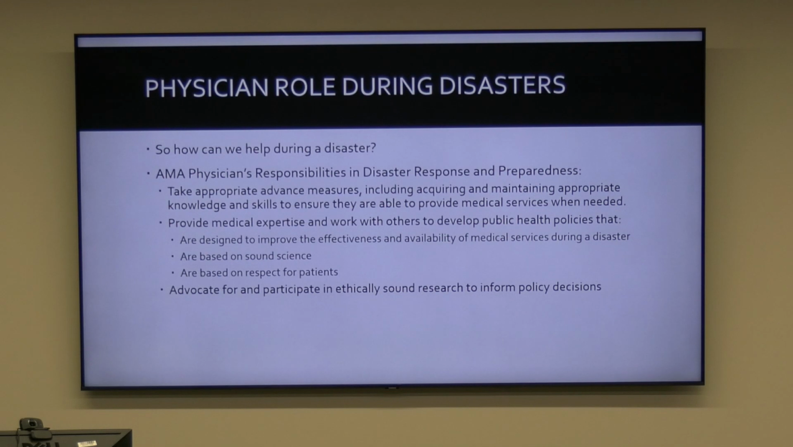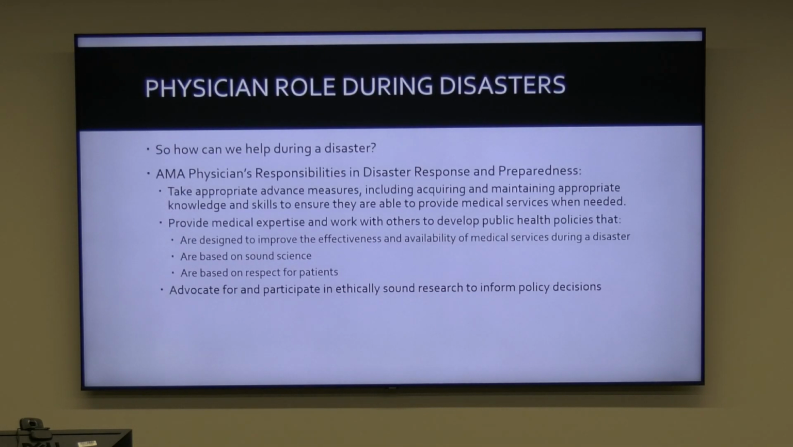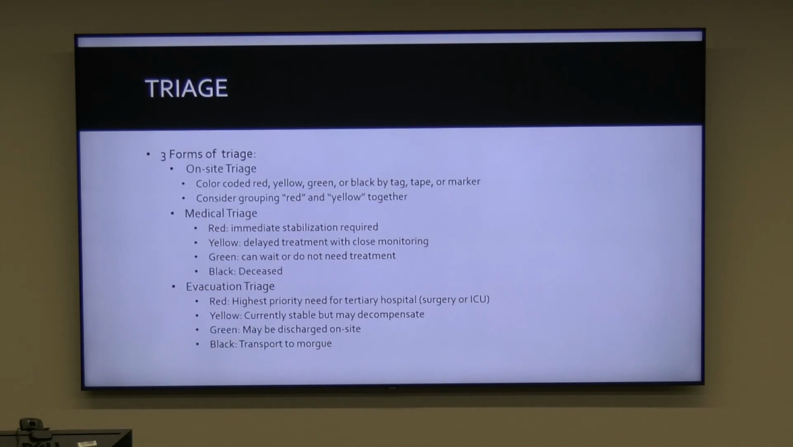But for us as physicians sitting here, if we think about our role in a disaster situation, for example, if a hurricane hits Cape Fear Valley Hospital, what do we do? Who do we respond to? Those are all questions that seem a little bit unanswered for us. So the biggest thing that I can say is that the most helpful role that we will probably play in a disaster operation is triaging. There are 3 forms of triaging: on-site triaging, medical triaging, and evacuation triaging.